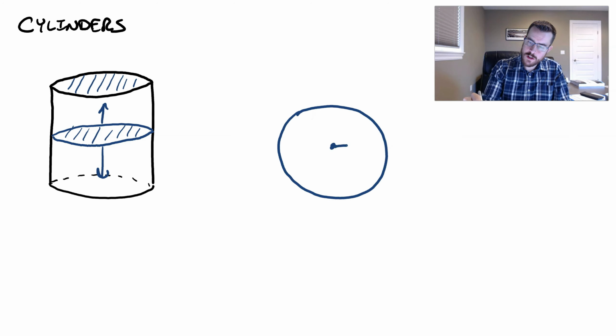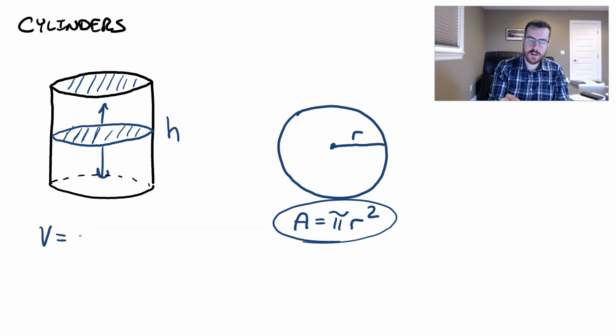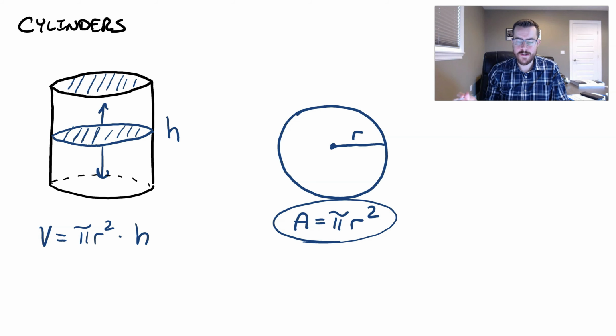And remember, if you have a circle with a radius of r, the area of a circle is pi r squared. So I'm taking that area of this circle and stacking it up and down. I'm going to multiply it by the height to see how high I can stack those circles. So the volume of a cylinder is just the area of a circle, which is pi r squared, and again, you just multiply it by the height.